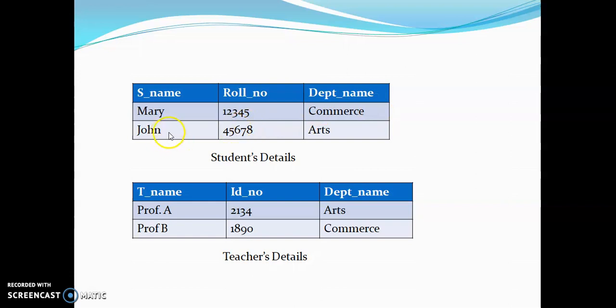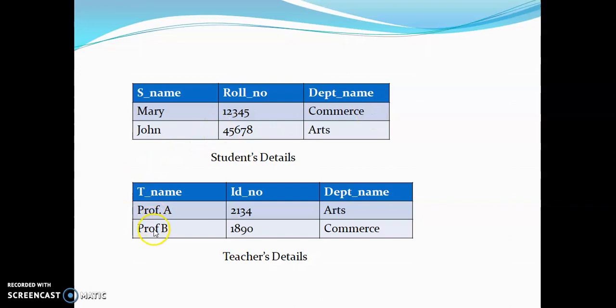And then the second row here, John, and then John's roll number and John's department. So each and every row here maintains the records of exactly one person. This row here, Mary's roll number and Mary's department. We are talking here about the record of Mary's details.